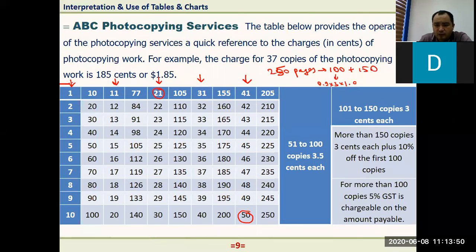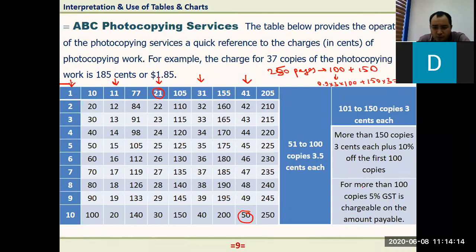Okay, here 100. Because this 0.9 means it is 10% discount. 100% minus 10% is 90%. 90% means 0.9. Actually, the unit price is 3 cents. Plus, and for 150, how much is it? 3 cents. 150 times 3. Now I can evaluate this.